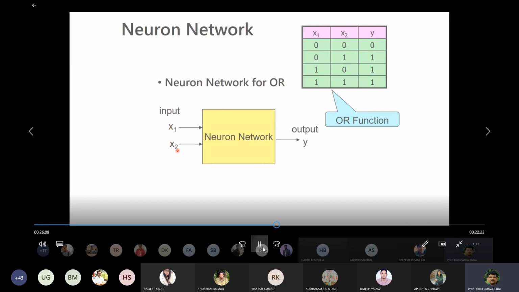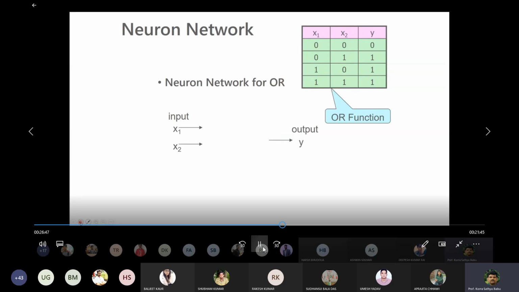The inputs are x1 and x2, and you pass them through a black box and get the output. For 0 0, the output should be 0; for 0 1, it should be 1, because x1 or x2; for 1 0, it should be 1; and for 1 1, it is 1. So either this or this: x1 or x2. This is the function that we are interested in, and we know this is the table. So how do we train a neural network to act as this function, to work with respect to that particular operation?